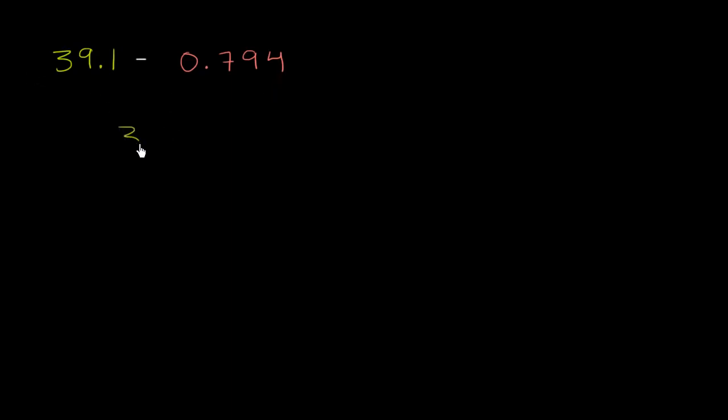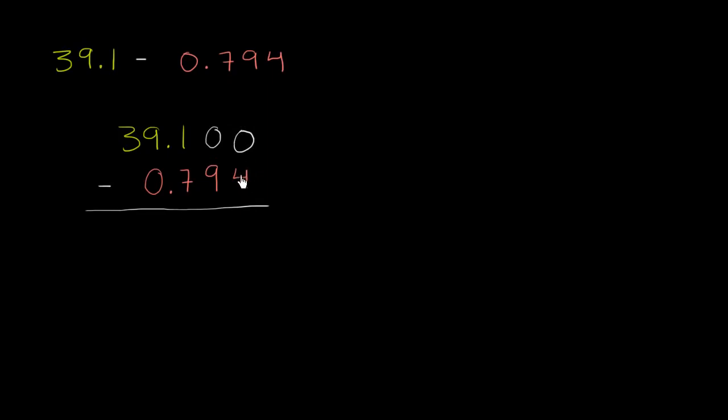So I'm going to rewrite this as 39.1 minus, and I'm going to line up the decimals so that I have the right place values below the right place values. Minus, this 0 is in the ones place, so I'll put it in the ones place, 0.794. And now we're ready to subtract. Now, how do we subtract 4 from nothingness here and 9 from nothingness here? Well, the same thing as nothing is a 0. And so now we can start to think about how to subtract.